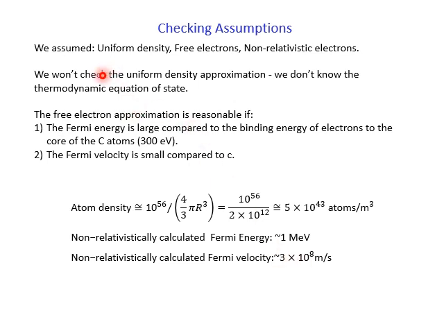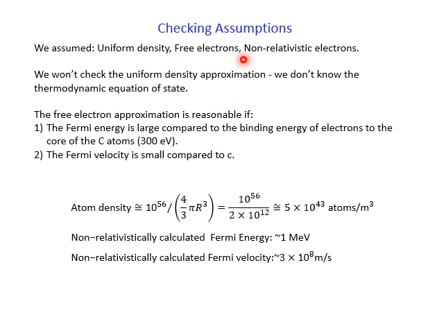Once we've done that back of the envelope estimation, what's the stable radius, we need to ask about our assumptions. We assumed that the star had uniform density. We actually don't know the equation of state, so we can't calculate the density. So we're not going to check the uniform density approximation. But in all likelihood, the density doesn't change very much as a function of depth within the star.